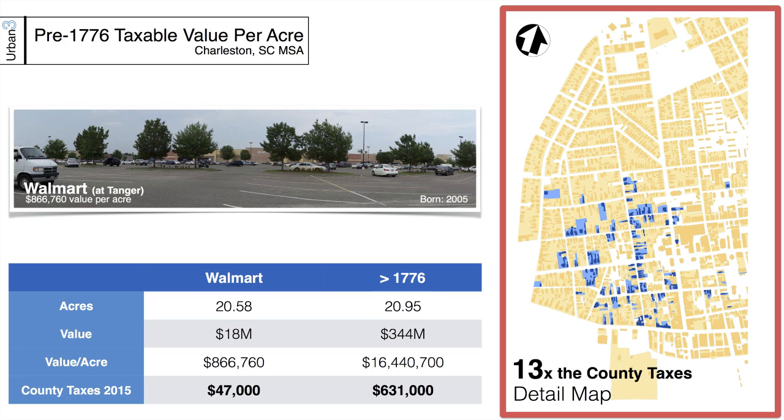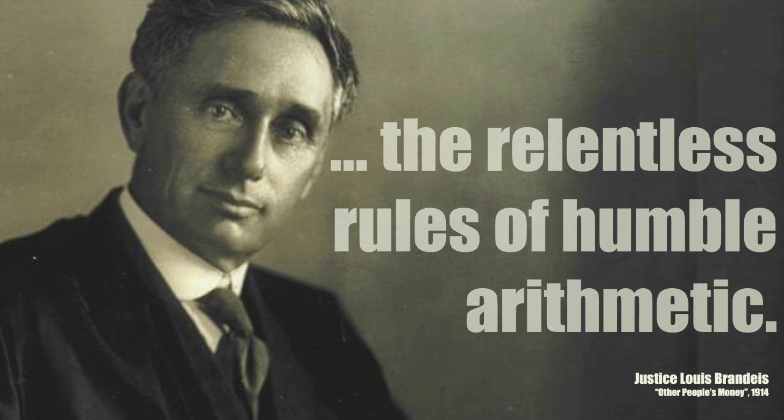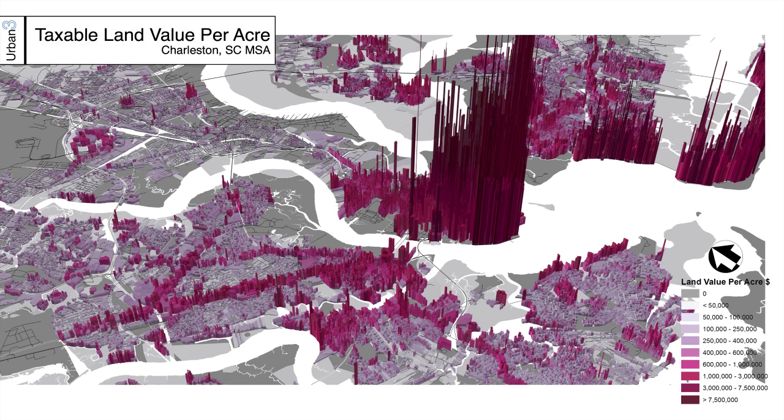Those buildings have suffered fires, they've suffered earthquakes, wars, and they've stood up through all of that, continually producing wealth for the community. To quote Justice Brandeis, these are the relentless rules of humble arithmetic. When you look at the land under those buildings, stripping the buildings off and just looking at the value of the land, this is the value of urban design. This is the value of the city, just in the dirt. There's no buildings in this picture. And you can see the potency of downtown versus everything else around it.